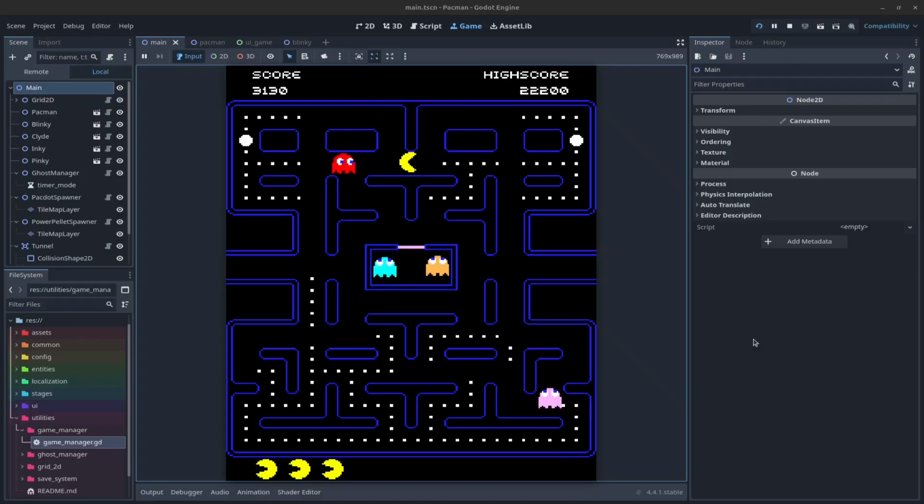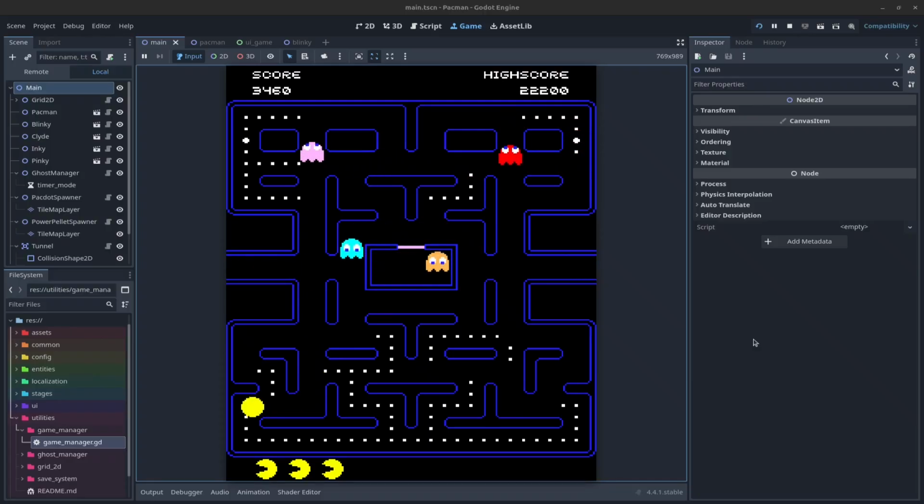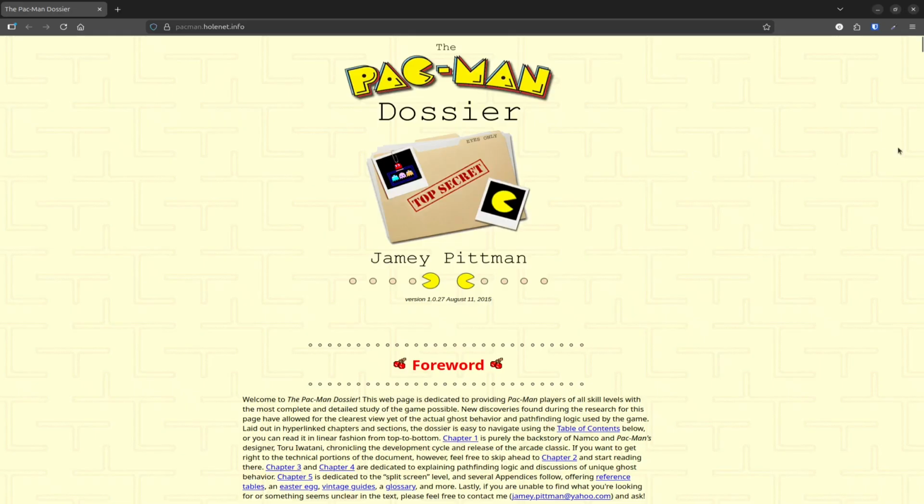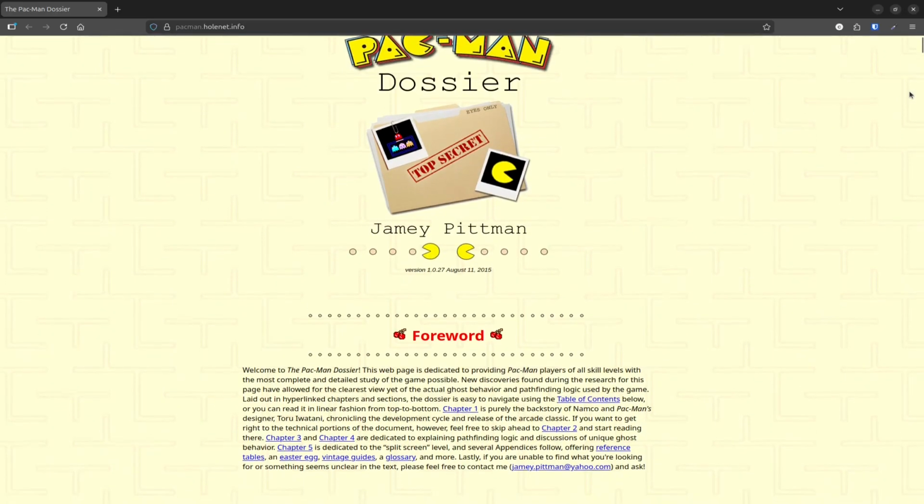Both ghosts and Pac-Man would increase their speed depending on multiple factors. The level, going through tunnels, and collecting power pellets. And there's actually plenty more mechanics and rules I could talk about that I implemented, but as I said before, if you're interested in the details, I would highly recommend reading the article by Jamie Pittman.